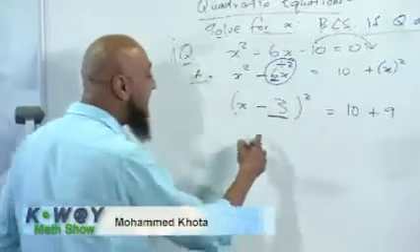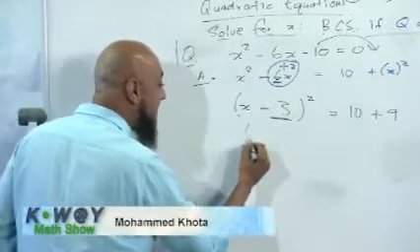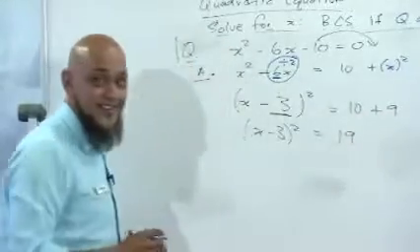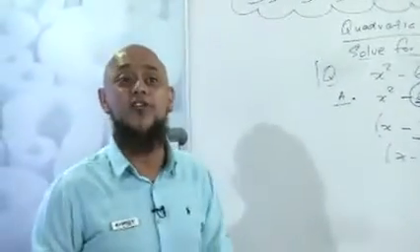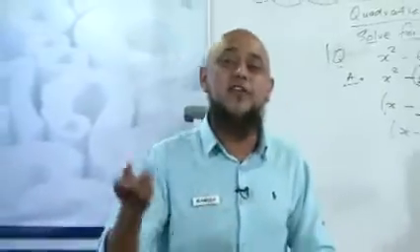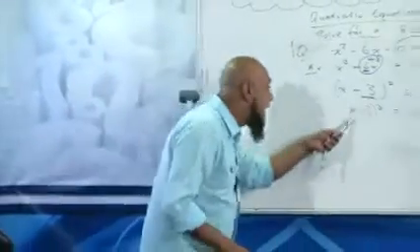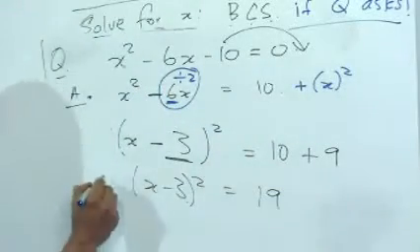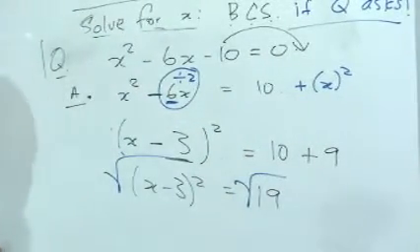Right, x minus 3 squared is equal to 10 plus 9. So what do we have? x minus 3 squared is equal to 10 plus 9, 19. Right, we now need to solve for x. So now this is a square, we need to find the square root of it. I need to get to x. How do I get rid of the square? I find the square root.